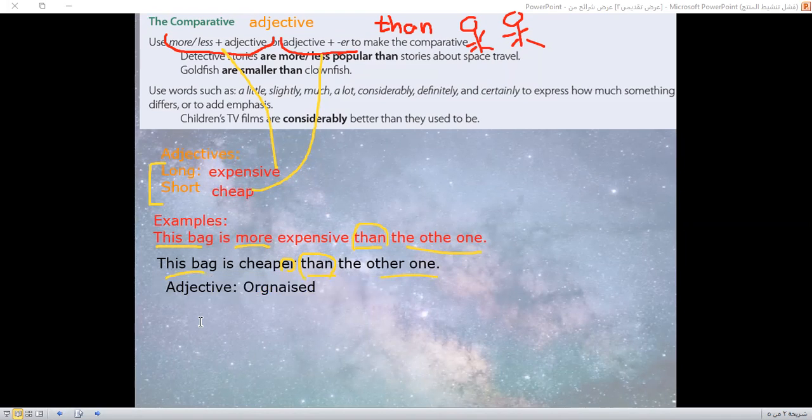I'm going to compare between two sisters using the adjective organized. Now, do you consider organized to be a long adjective or a short adjective? What do you think? All of you consider organized to be a long adjective. Okay, thank you, Rahab. So I consider organized to be a long adjective, and that's correct.